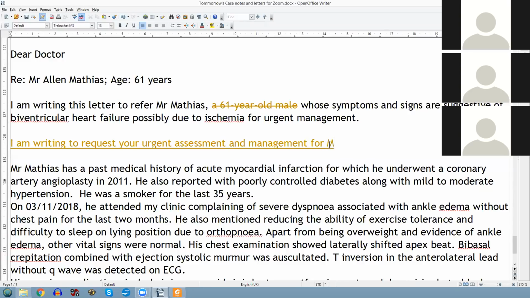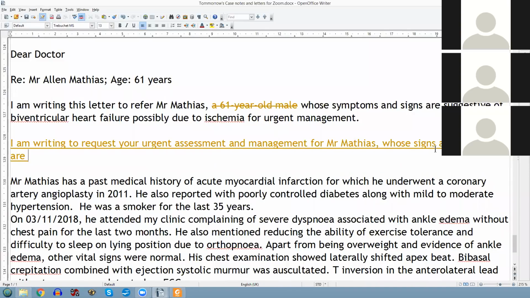And management for Mr. Matias, and then make it a relative clause. Whose signs and symptoms, because that collocates, not symptoms and signs. I've always heard people saying signs and symptoms, not symptoms and signs. Signs and symptoms are suggestive of blah, blah, blah, etc. Okay? Signs and symptoms. Yeah, that's it.